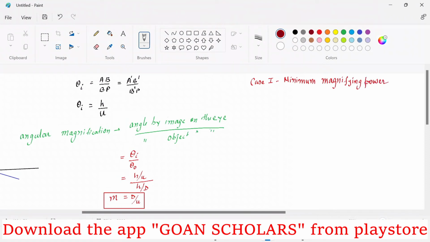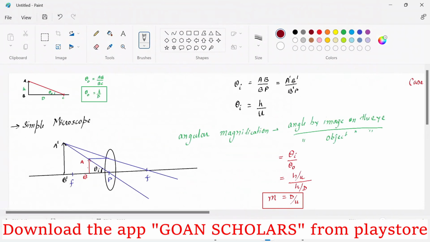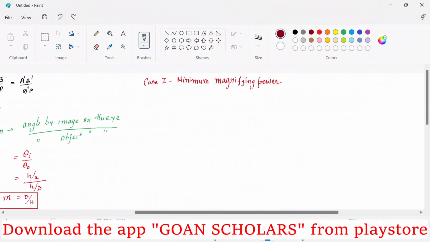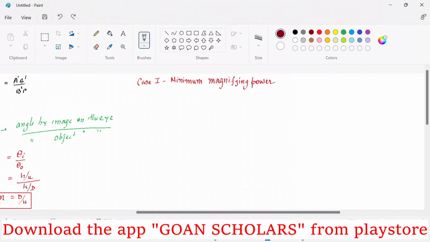For minimum magnifying power, where should we place our object? If the object is placed at the focus, if this object is shifted to the left hand side and you keep it at the focus, what will happen? If the object is placed at the focus, the image will be formed at infinity, which means it will be very far. So for minimum magnifying power, U must be equal to the focus. So what will be the magnification formula? It will become D by F. That is case 1. We will use it in our next derivation, the compound microscope.